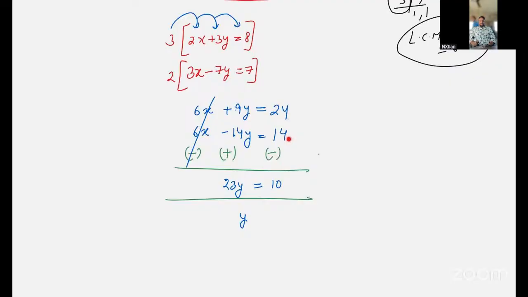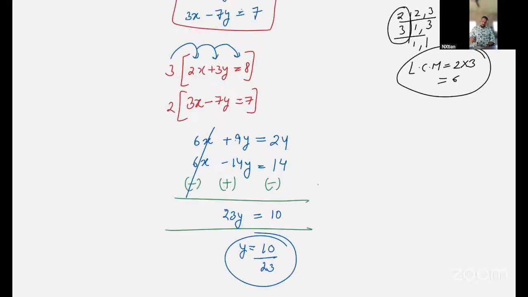Got it, David? Yeah, I got it. Okay, so what will it become? The y value will be 10 upon 23. So I got the value of y. Now what do we have to do? We have to put the value of y into this to get the value of x. Can you solve this?